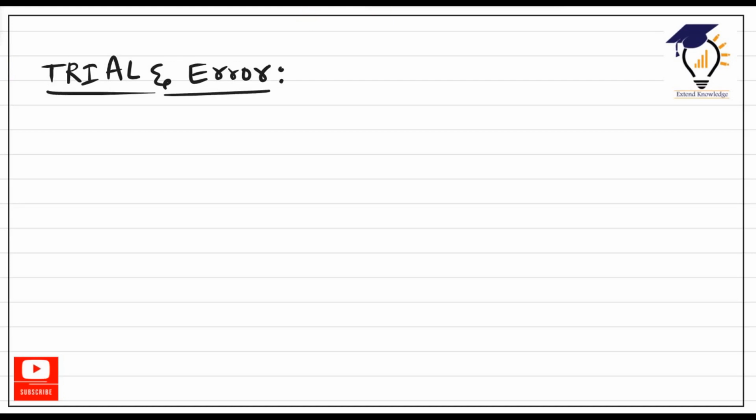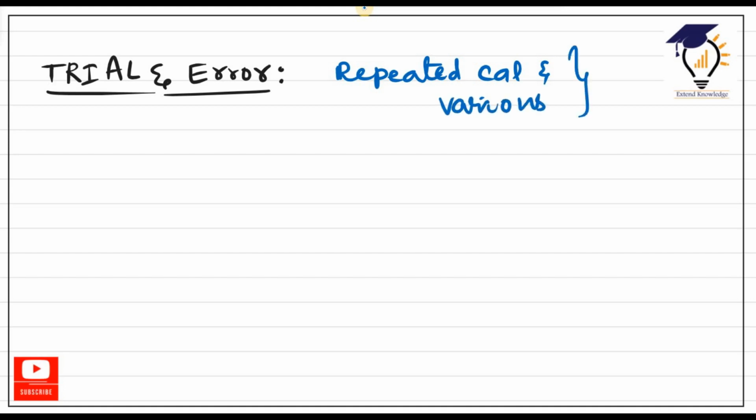Where we use repeated calculations with various values. This is the fundamental theme of the trial and error method. I'll show you with a flow chart so that you can understand.